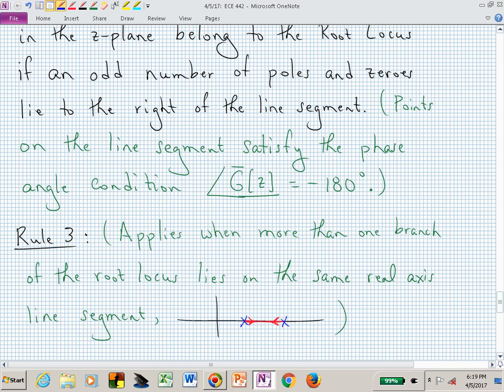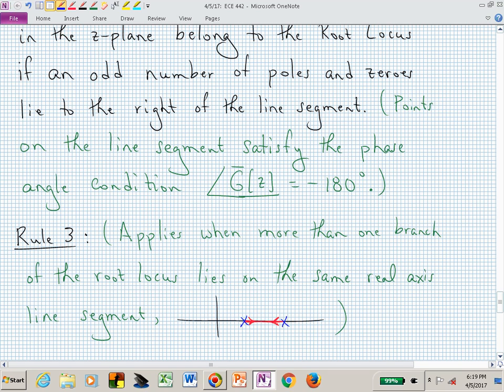Rule number 3. This rule applies when more than one branch of the root locus is present. So here, in this case, we're breaking everything today in class, apparently. But in this case, how many root locus branches do we have? In this example, how many root locus branches do you see? And I shouldn't have even drawn the arrows. Without the arrows, it might have been more confusing.